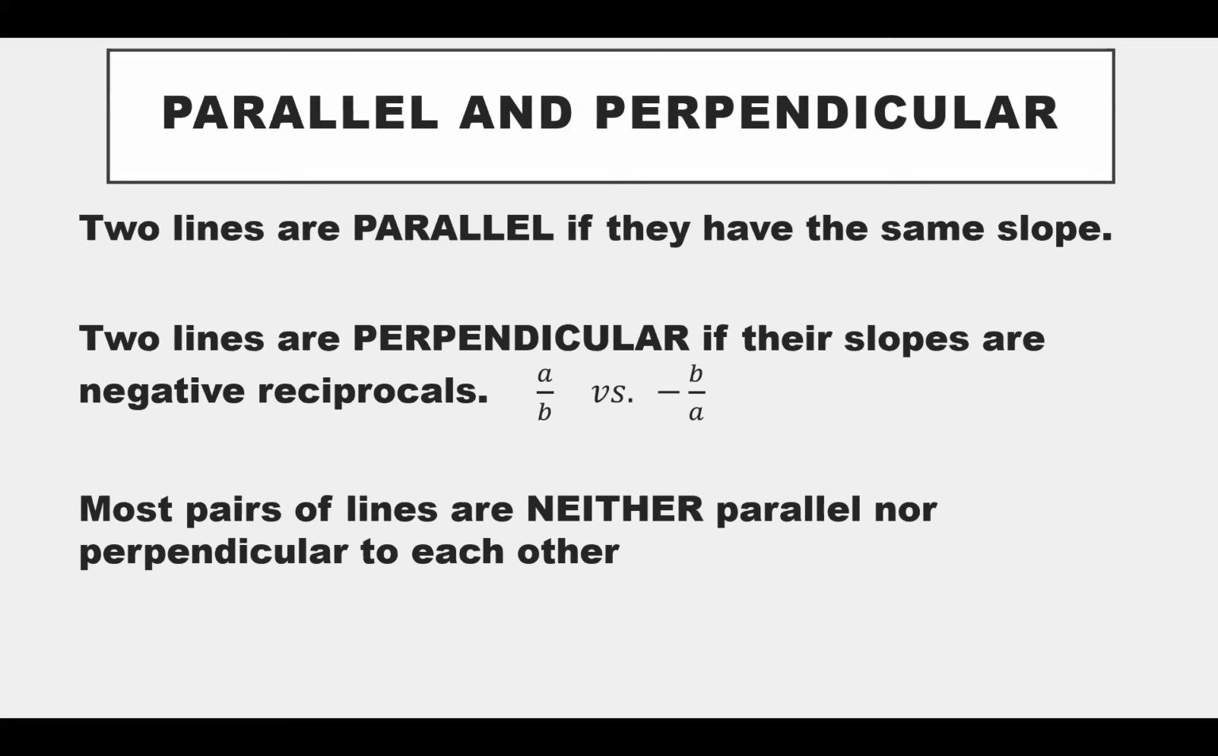Two lines are parallel if they have the same slope. So we say two lines are parallel if they have the same slope. Two lines are perpendicular if their slopes are negative reciprocals of each other. So if I write one slope as the fraction a over b, then a perpendicular slope would be one that is negative b over a. So reciprocal means we change numerator and denominator, and then negative obviously means one is negative, one is positive.